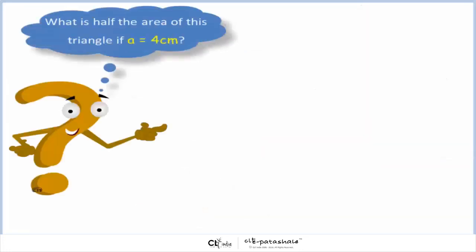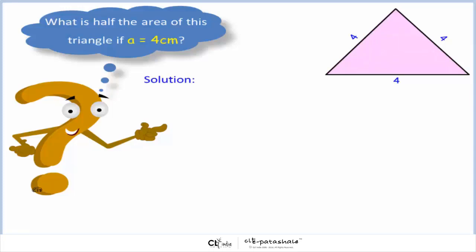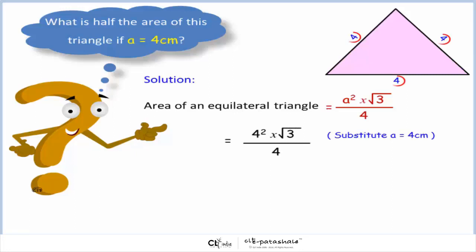What is half the area of this triangle if A is equal to 4 centimeters? Solution. This is an equilateral triangle. So using the area of an equilateral triangle from the formula, the area is equal to A square multiplied by square root of 3 divided by 4. If we substitute A is equal to 4 centimeters, the area of the triangle becomes 4 multiplied by square root of 3 square centimeters.